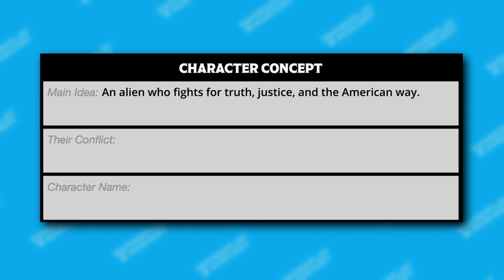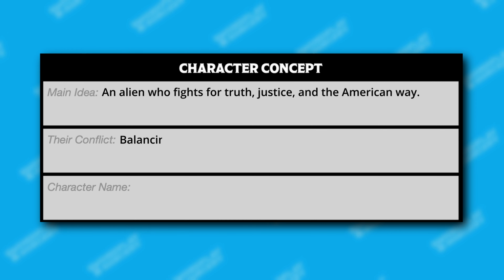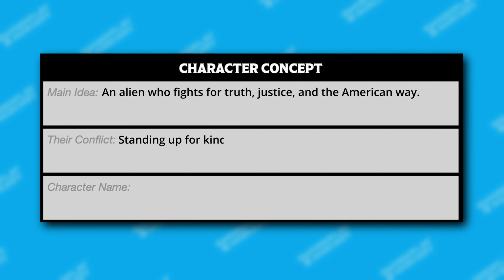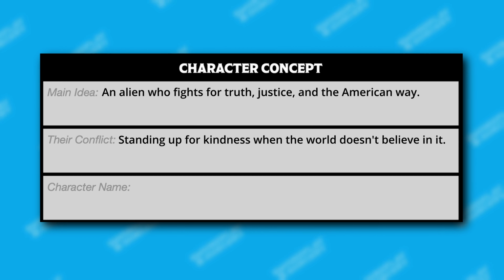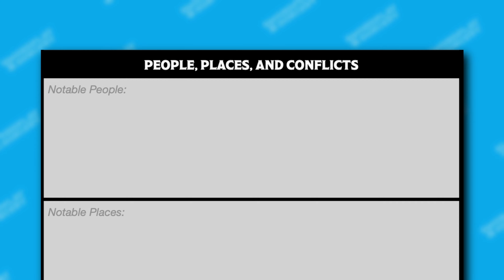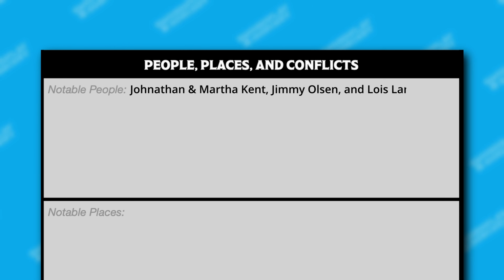For Superman, it would look something like balancing everyday life with being a superhero, or standing up for kindness when the world doesn't believe in it. Ouch. Finally, the name. Easy enough. Superman. Now we'll move on to people, places, and conflicts. Notable people is where you're going to put down anyone important to your character. So for our example, we'll put the Kents, Jimmy, and Lois.